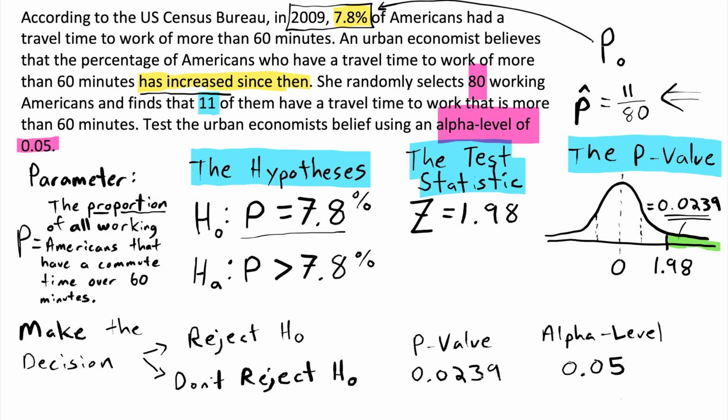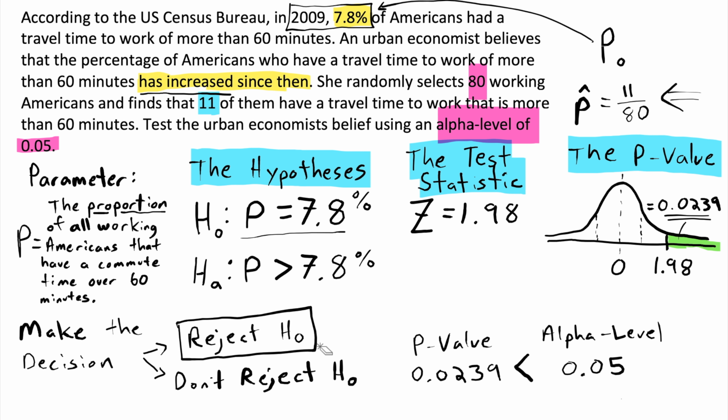The smaller the p-value, the more evidence you have against the null hypothesis. To make our decision, we compare the p-value to the alpha level. And if it's small enough, if it's less than our alpha level, which it is in this case, then we have enough evidence against the null. Our decision is going to be that we are going to think that the null is not actually true. We're going to reject the null hypothesis.